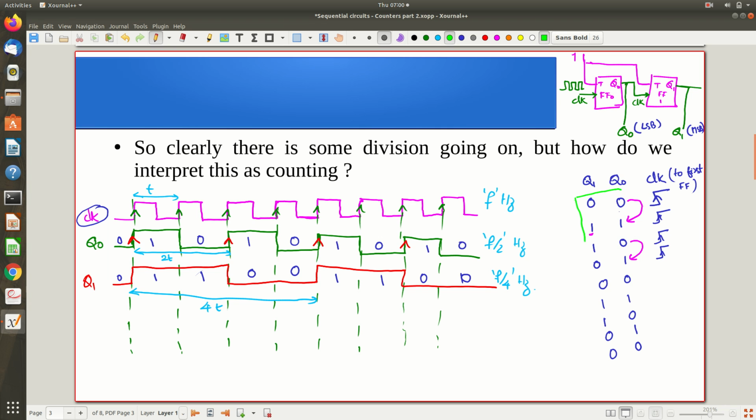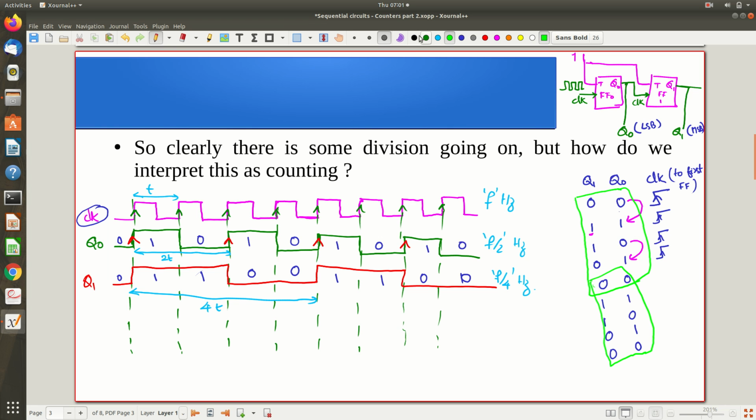0, then 1 1, 1 0, 0 1, again back to 0 0, right? And this pattern is actually repeating. Okay, if you look again, it will repeat this pattern, right? The same thing is happening here. Okay, so you can draw the state diagram now.